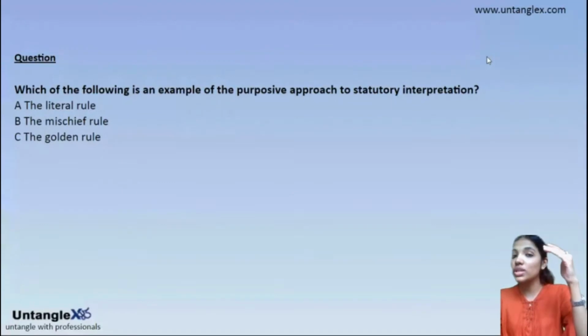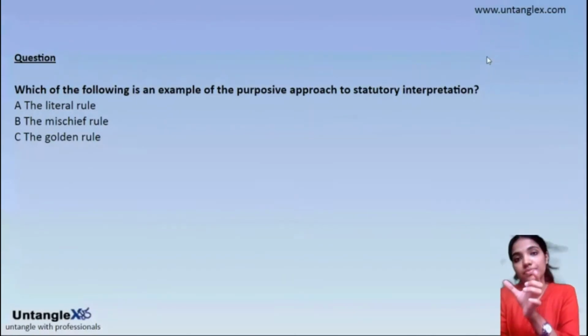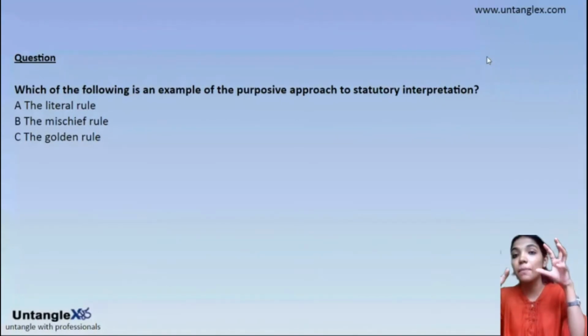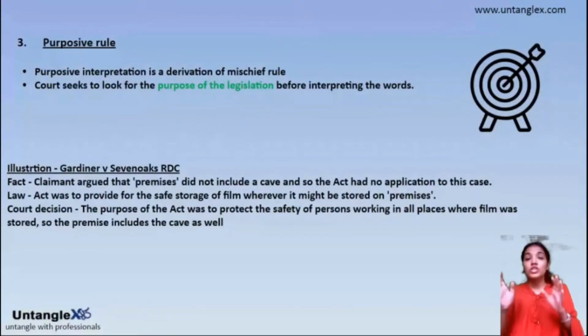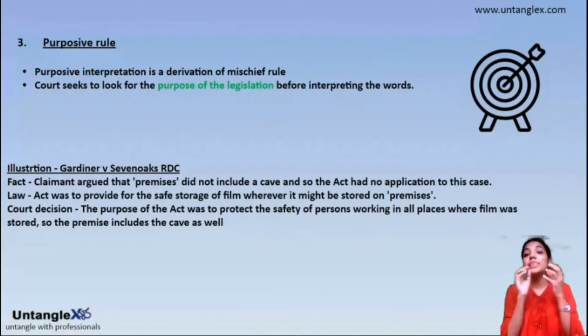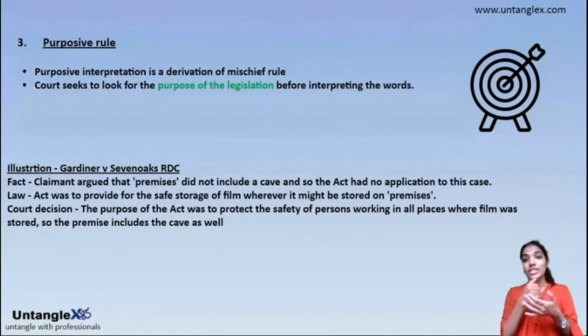So let's go through it. In the literal rule, it takes the literal meaning in the dictionary. In the golden rule, it is a more modified rule, in that it will take a wider meaning of that word. But B is the purpose. Purpose is concerned here. So the purposive rule is the same as the mischief rule. The purpose of the statute law is taken.